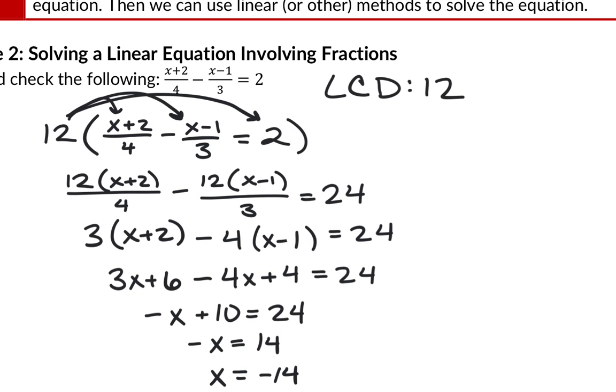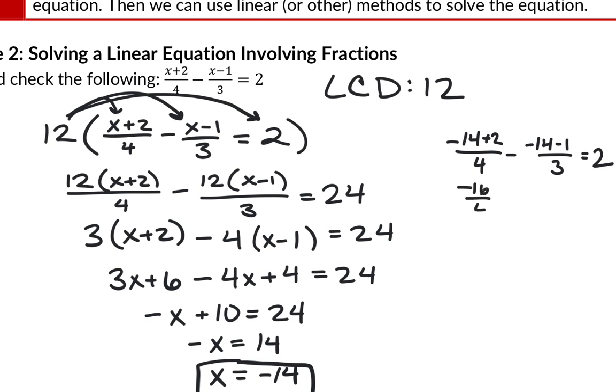Now again, we can check our work on this one, which means we're just plugging the number negative 14 into the equation from where we started. And on these where you've adjusted for the least common denominator, make sure you're plugging in the number to the original equation without adjusting the common denominator. So we'd be plugging it in here and checking to see if that left-hand side is equal to 2. Negative 14 plus 2 is negative 16. Negative 14 minus 1 is negative 15, which means this is negative 4 plus negative 5, because minus and minus is plus. So plus 5.